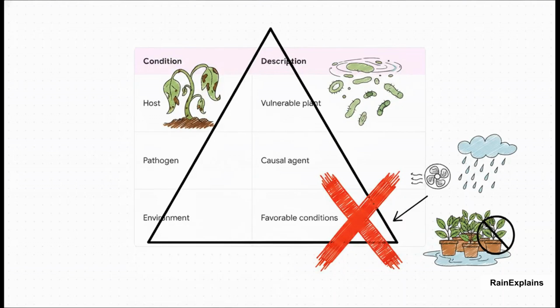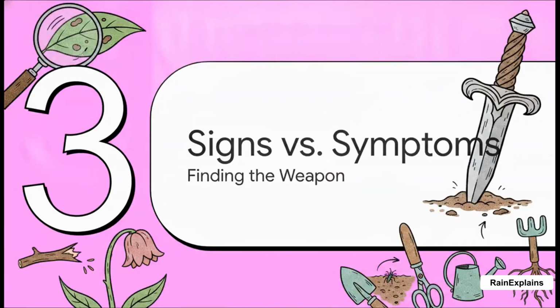The crucial takeaway here is this. If you remove just one of these three sides, say, improving airflow to tweak the environment, the pathogen's plot is completely foiled. It's an incredibly powerful way to look at preventative care. Which brings us to Section 3, signs versus symptoms.